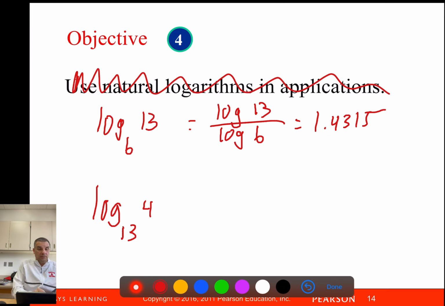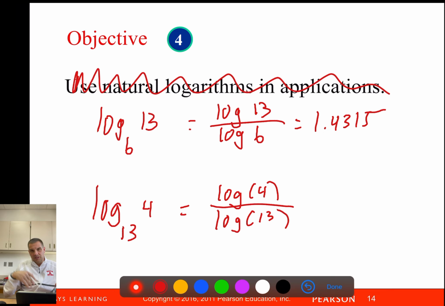This is the log of 4 divided by the log of 13. Big number's not on the top, small number's not on the bottom, it doesn't matter. The base is on the bottom. The base, remember, is the log base. Base is on the bottom, the "of" is on the top. Log of 4 divided by log of 13 is 0.5405. There it is.